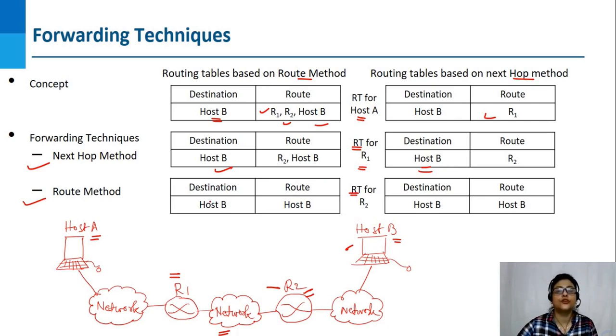For the route method, the destination should be host B and the route should be host B, because R2 is directly connected to host B through the network. For the next hop method also, it is the same thing: the destination is host B and the route is also host B, because the next hop is host B.